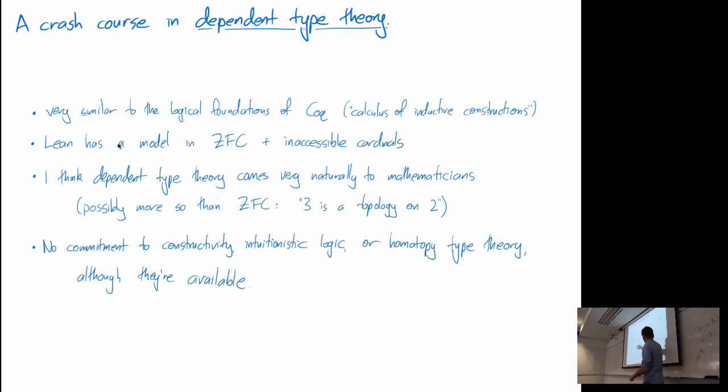Okay, yeah. So here I mean ZFC along with the usual way that people set up the first round of things. But yeah, clearly silly. 3 is a natural number, it can't be a topology.